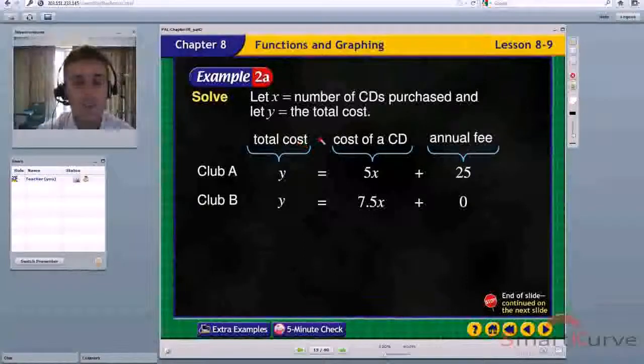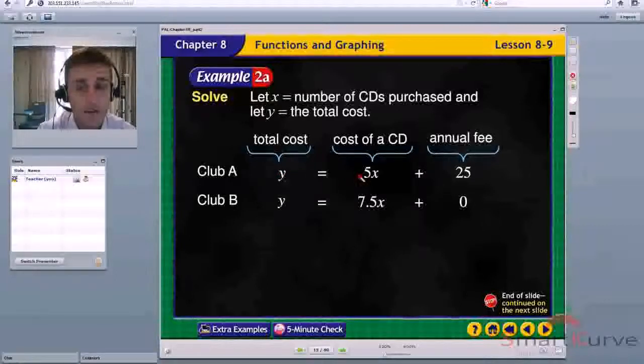So let x equal the number of CDs purchased and let y equal the total cost. y equals 5x plus 25, $5 per CD plus the annual fee. That's Club A. For Club B, the total cost equals 7.5, the cost of one CD, times x, the number of CDs, plus 0, since the annual fee is 0.